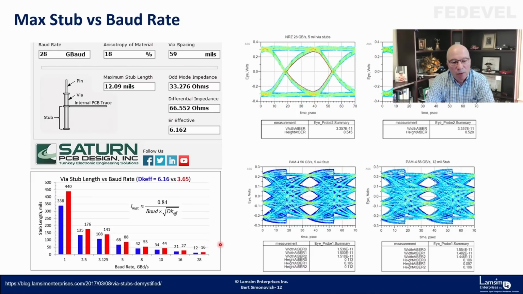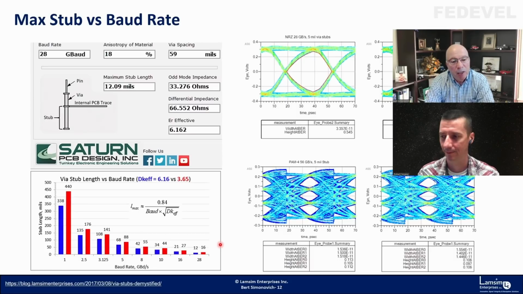Well, your via is affected mainly by the anti-pads of the plane layers, the clearance holes in there. That affects your via impedance. And like any sort of transmission line, we want to have matched impedance all the way through, so you have to carefully design your vias.